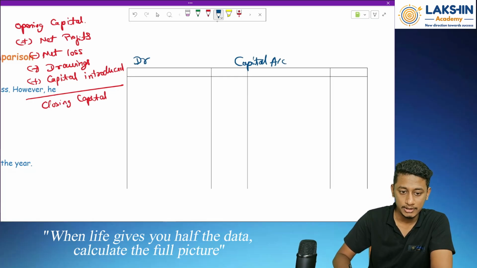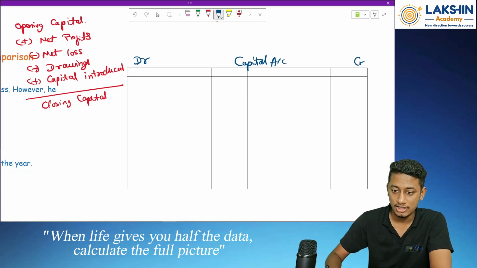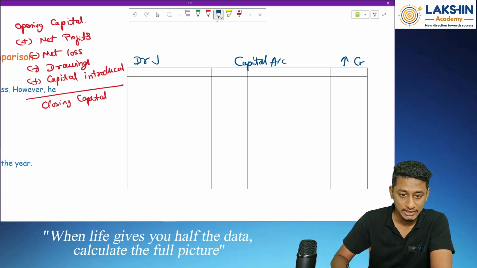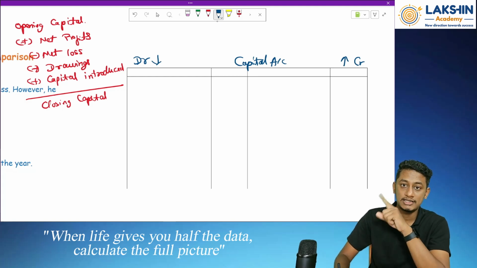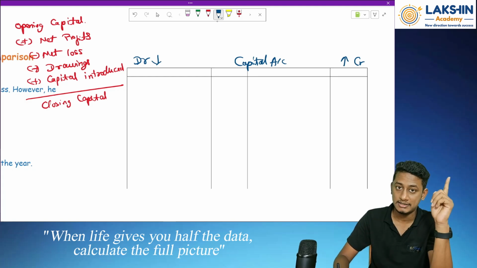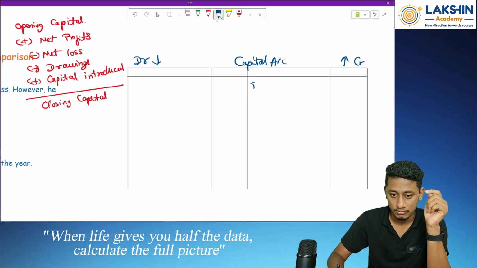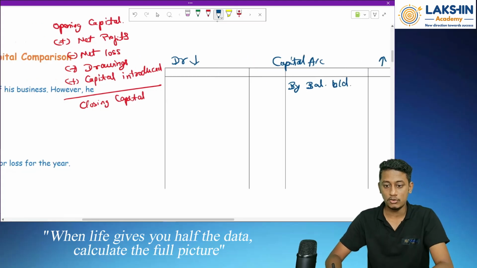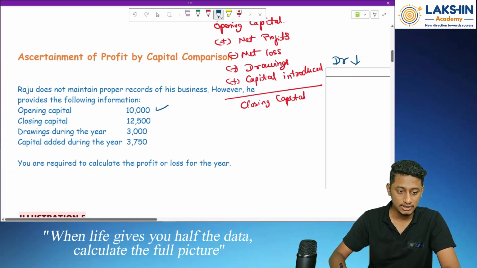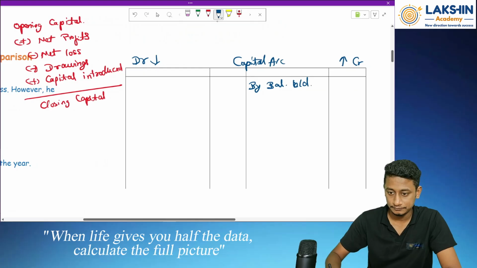Capital account, where debit, credit, any entry on the credit side will increase the balance, any entry on the debit side will decrease the balance. Okay, so capital has what kind of balance? Debit balance or credit balance? Trial balance. Capital always has a credit balance. So balance brought down. How much is the opening value of capital? They have given to us rupees 10,000. Rupees 10,000 is the opening value of capital.